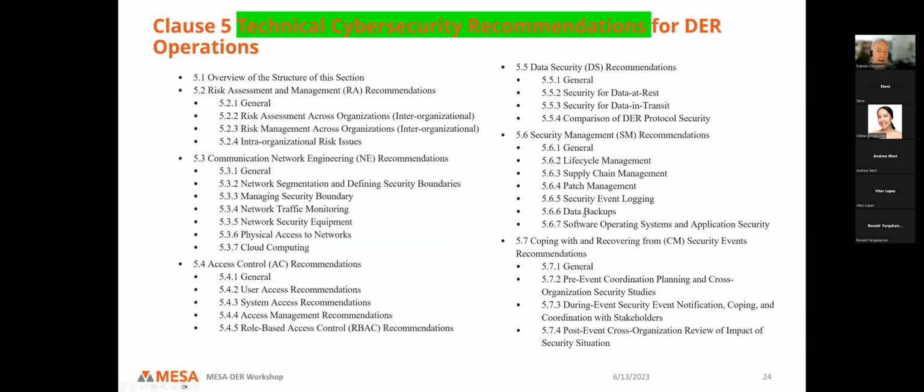Okay, Clause 5 of 1547.3 are really the recommendations. And here we went through and said, okay, there are really important recommendations. We started with the risk assessment and management. Then we had communication network engineering. It's not just the DER devices themselves. It's also the communication networks that are used to interconnect or interact with all of these DERs.